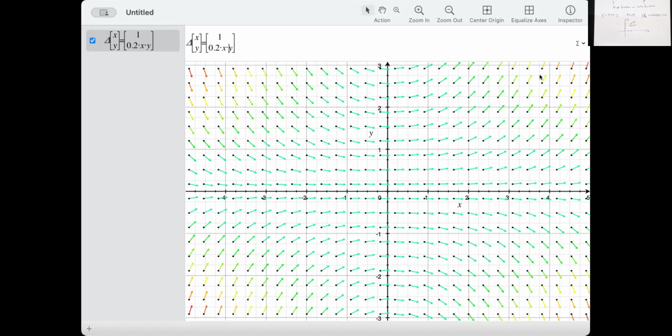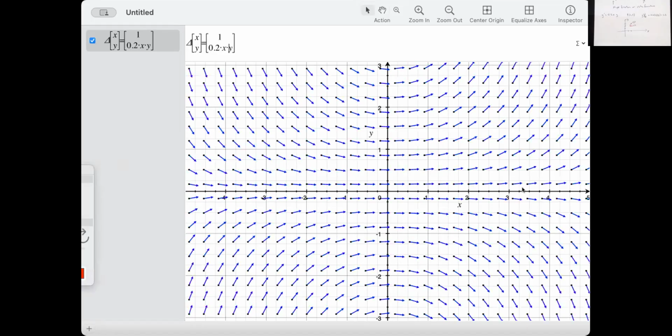Now it uses a rainbow of colors here. I hate that. So I'm going to click this inspector up here and tell it to just use one color. See, it's got this checked thing that says use colors, turn that off. Then I can see what's going on.